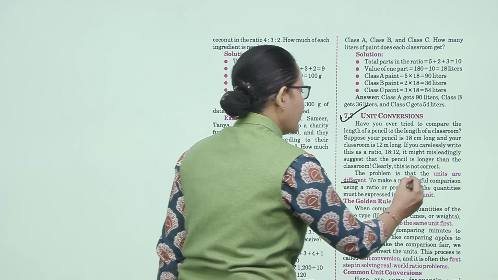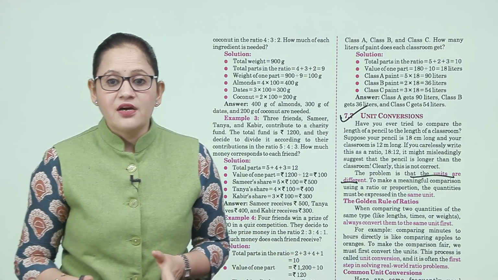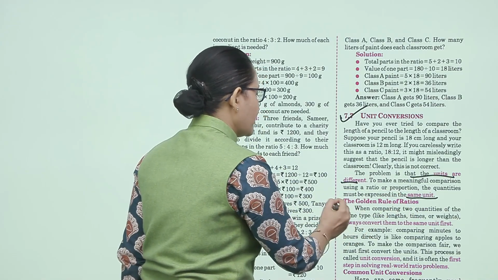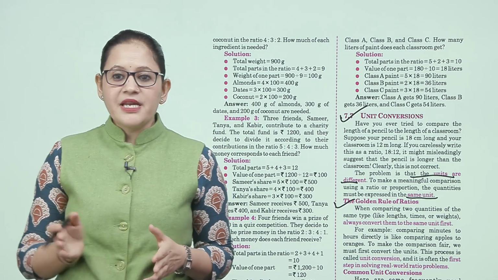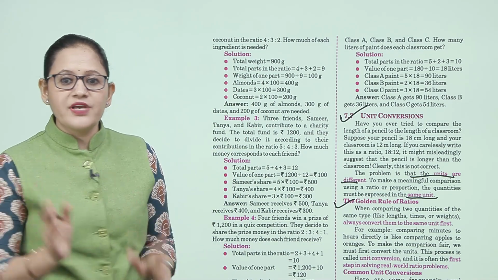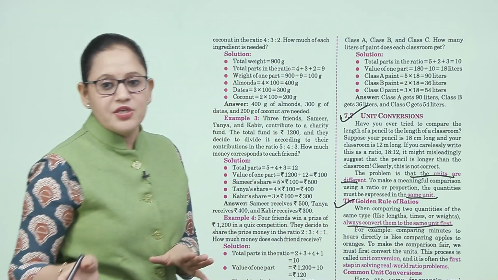So the units are different. To make it a meaningful comparison using ratio and proportion, the quantities must be expressed in the same unit. The golden rule for ratios: when comparing quantities of the same type, like length, time or weight, always convert them to the same unit first.